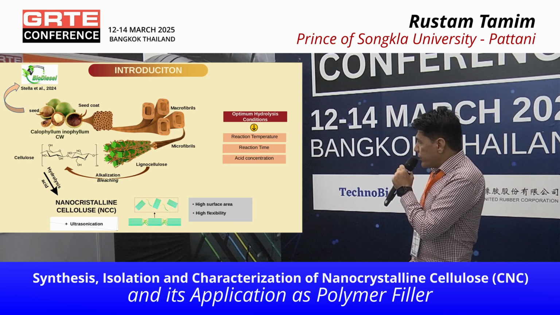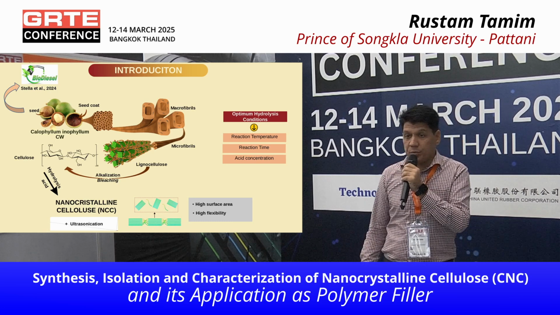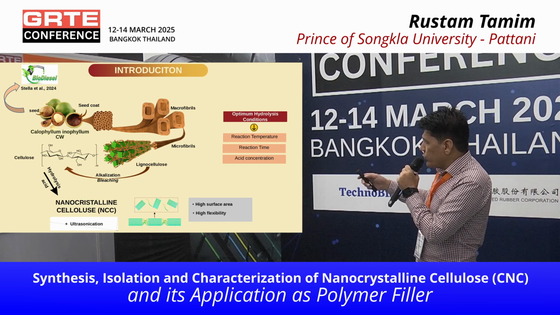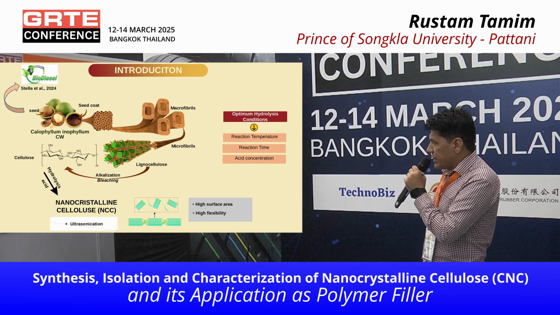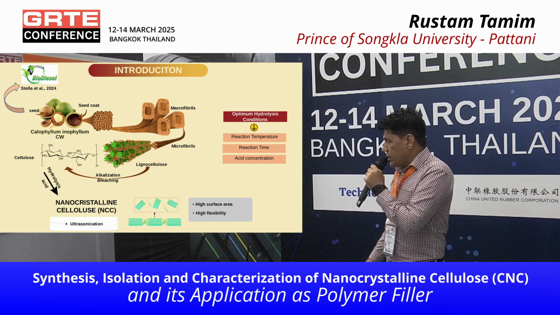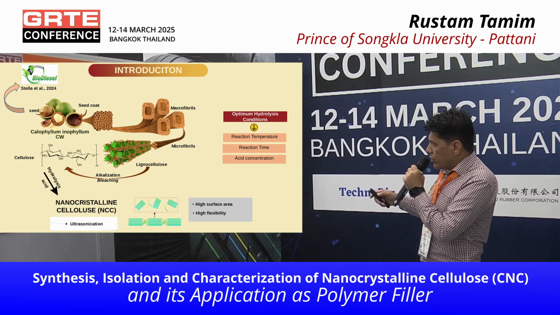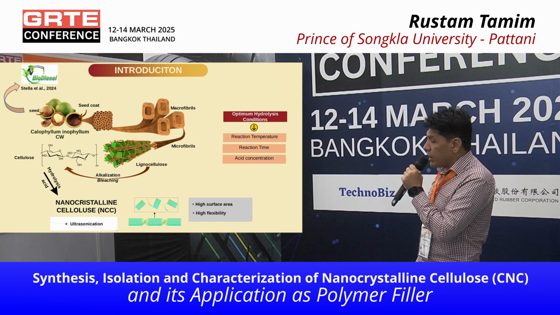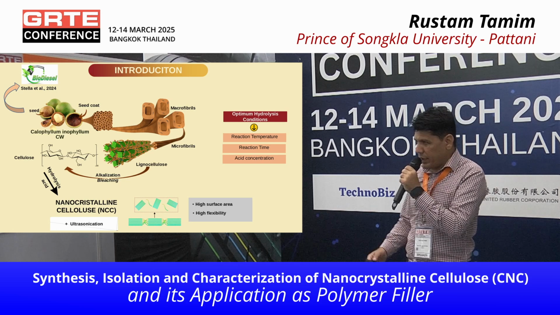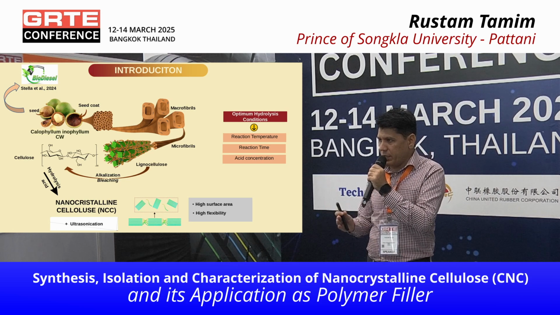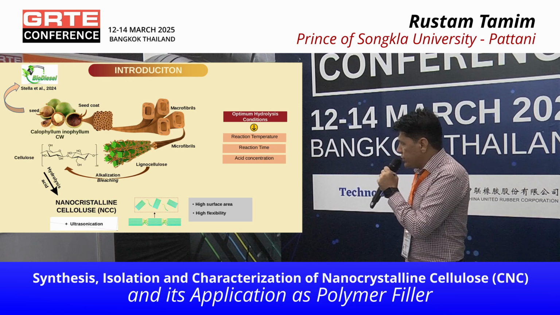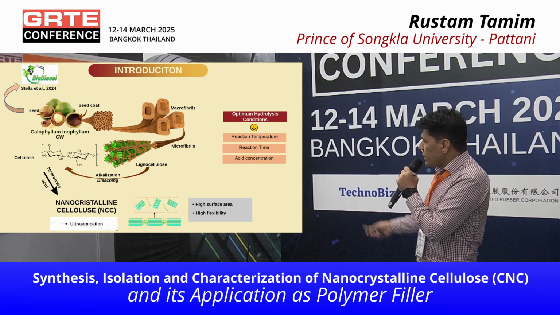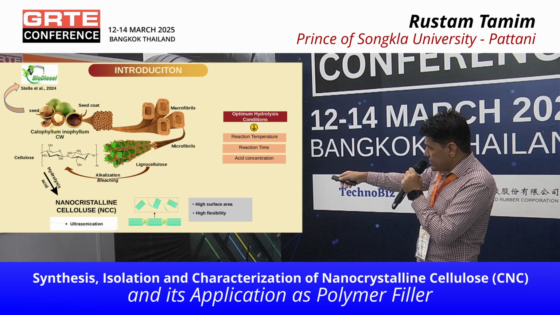If you want to make it nano, you need to do some process. After removing the lignin, we do the alkalization and bleaching and get the cellulose. And from the cellulose, we do acid hydrolysis to get nanocrystalline cellulose. This is fiber, and to cut it into smaller pieces, we need to do ultrasonication.